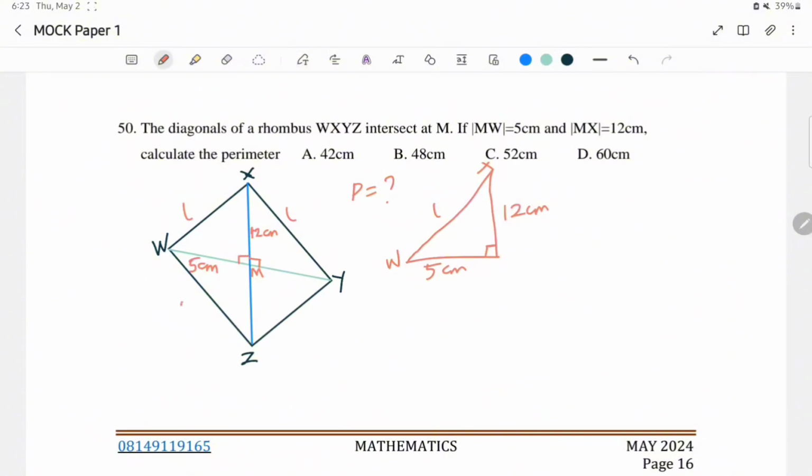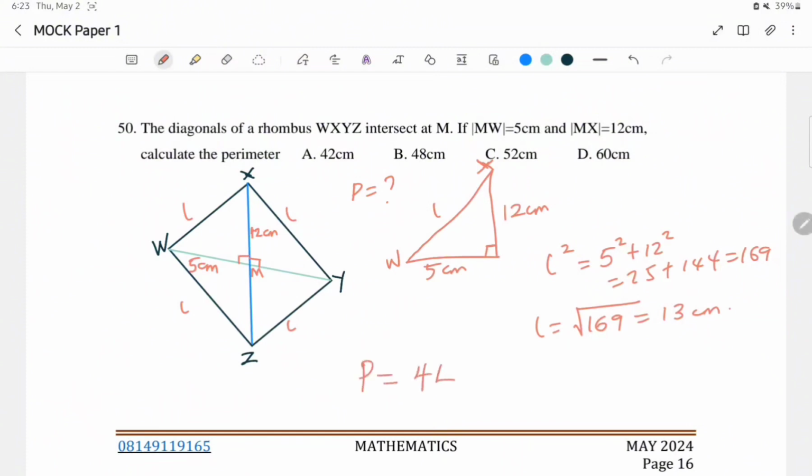Another property to know is that all the sides of a rhombus are equal, just like for a square as well. Now, L squared, which is the hypotenuse, is going to be 5 squared plus 12 squared. That's 25 plus 144. That's 169. That means L is the square root of 169, and that's 13 centimeters. So since we know that L is 13 centimeters, that is the length of the side of the rhombus, the perimeter of a rhombus is given by 4L, which is 4 times 13 centimeters, and that's 52 centimeters. That's the value of the perimeter of this particular rhombus.